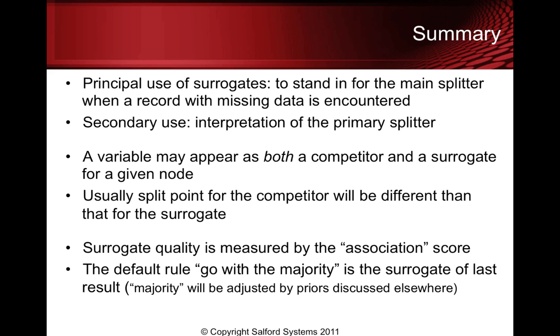Surrogate quality is measured by the association score, and the default rule, go with the majority, is the surrogate of last resort. Meaning that if we have no surrogates because none were found, or if we have no surrogates because for this particular record all the surrogates that we found happen to be missing, then we go with the majority, where majority in quotes is a concept that is a weighted majority adjusted by priors that we'll discuss elsewhere.